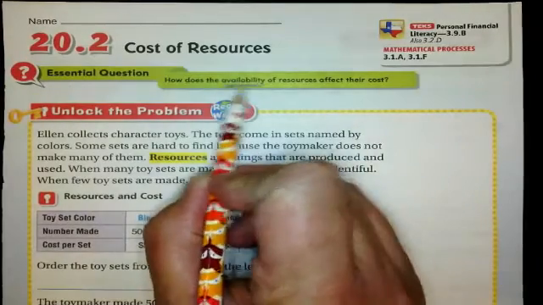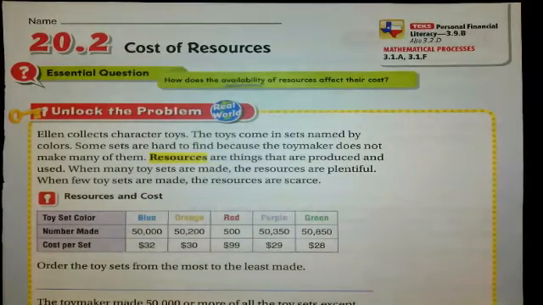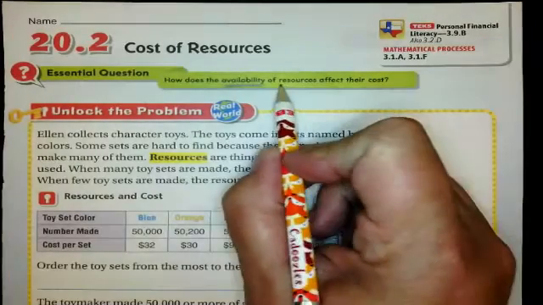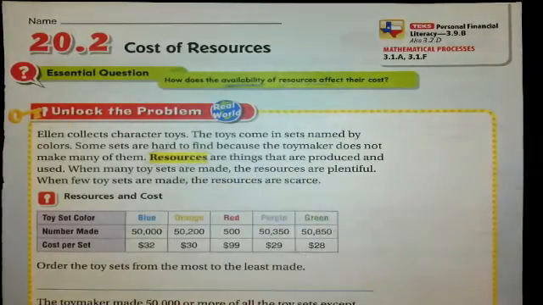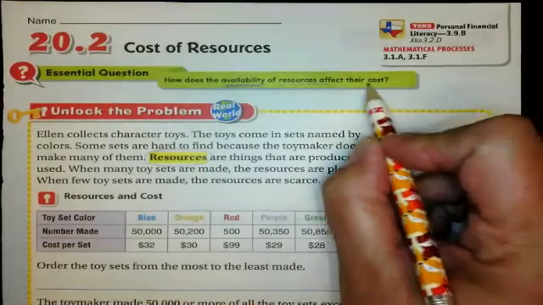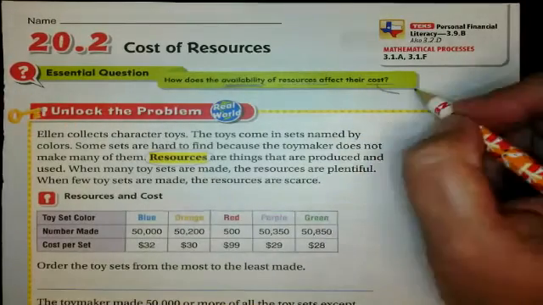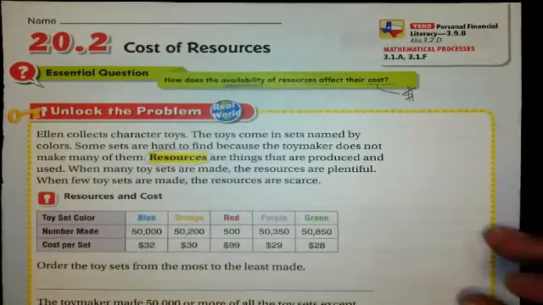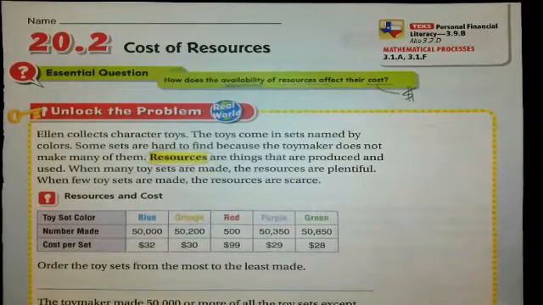The word availability is, do we have it? Do we not? Is it available? Resources, we're going to discuss that word right there. And then their cost. Cost is how much money we would spend on it. Okay? So that is what we're going to be talking about today.